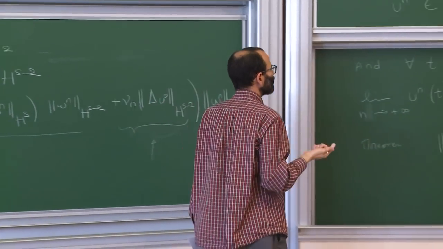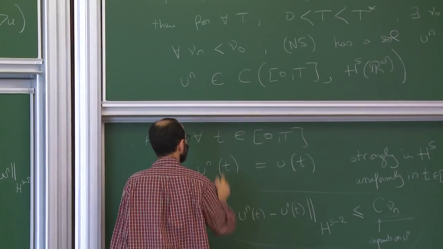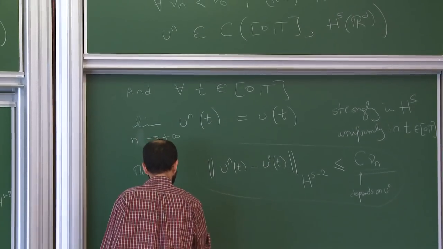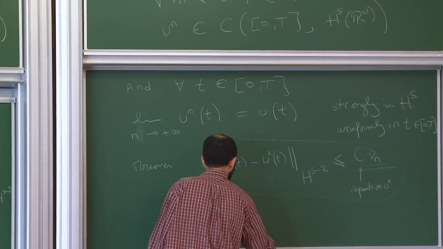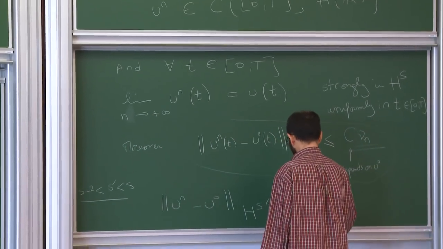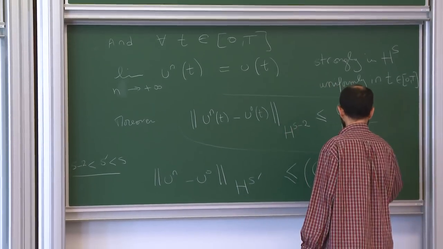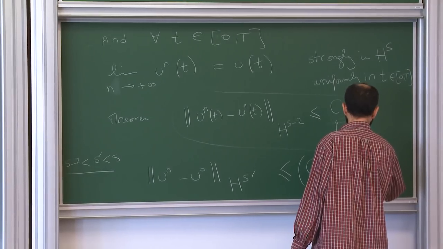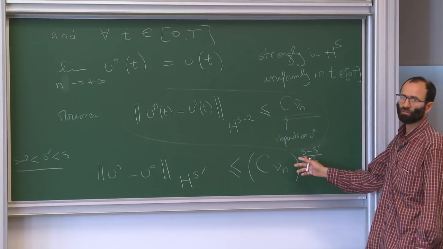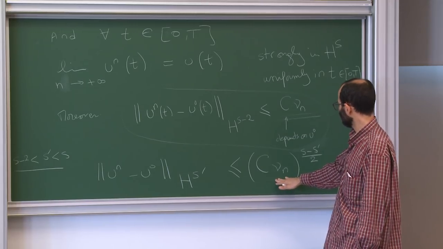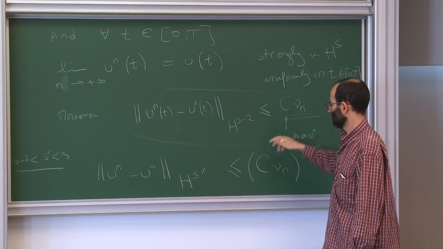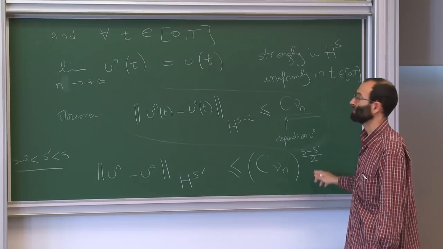Then one can interpolate between the uniform bound here and this one to deduce estimates of this nature. So now if I take S prime between S minus 2 and S, you can get C nu n to the power S minus S prime over 2. This is the kind of thing we see in some of the early papers, that your rate of convergence deteriorates with the space. In S minus 2, your rate is nu n, but in HS prime, the rate is S minus S prime over 2.